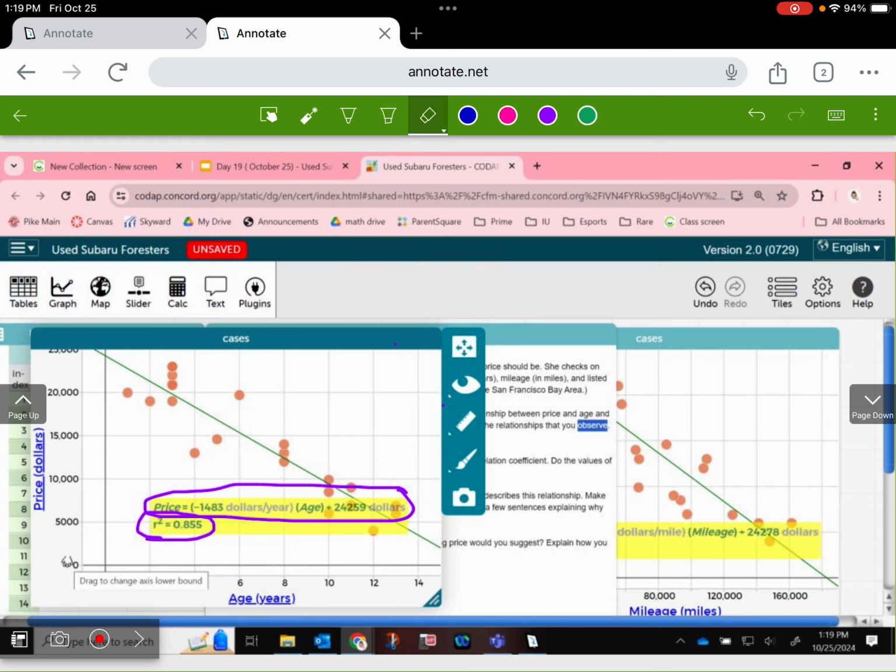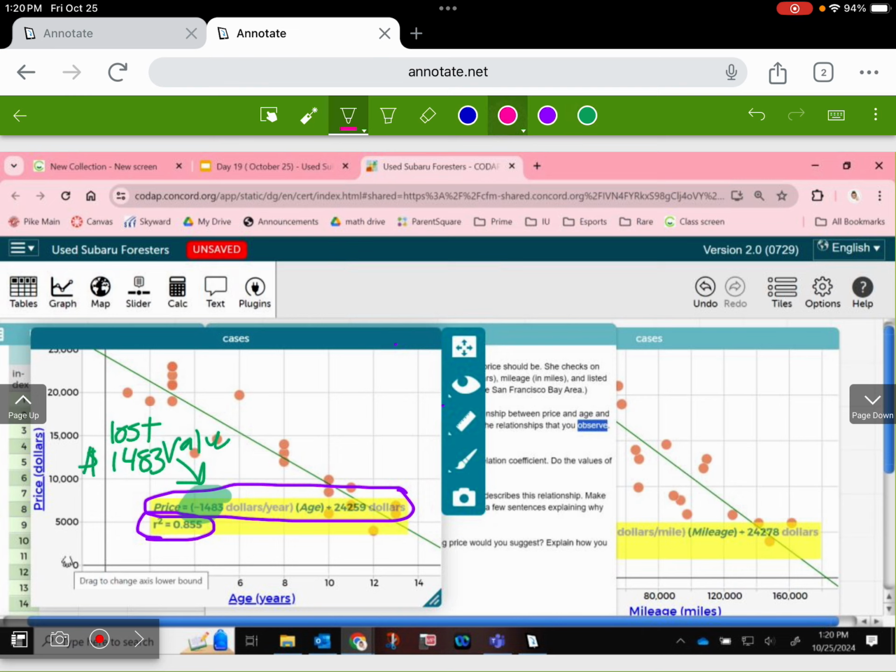How would we do it? What do the pieces in here mean? It says price equals minus $1,483 per year, and it says age plus $24,259. What is this minus 1,483? So for the original price you paid, for every single year you've had it, you take off... Yeah. So each of these cars has lost $1,483 each year. For every year older it gets, it loses a value of $1,483.